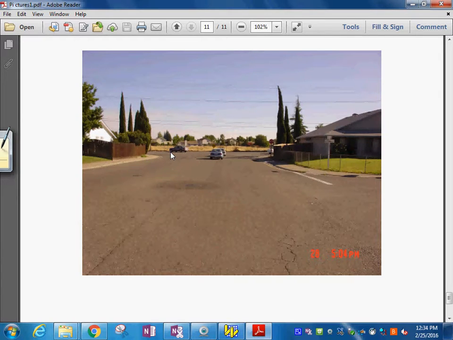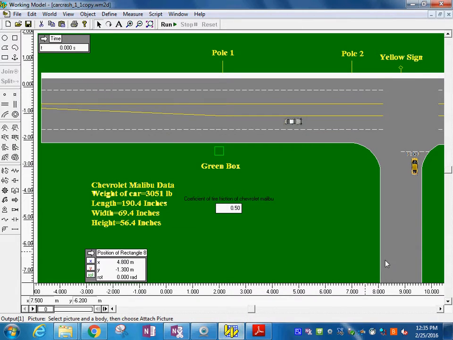So to do that, we have built a working 2D model of the scenery where you can see there is the road in here, and then there is the other road over here. And there is some indication of where the poles are, where the yellow signs are. But if you run this, this is one possibility.